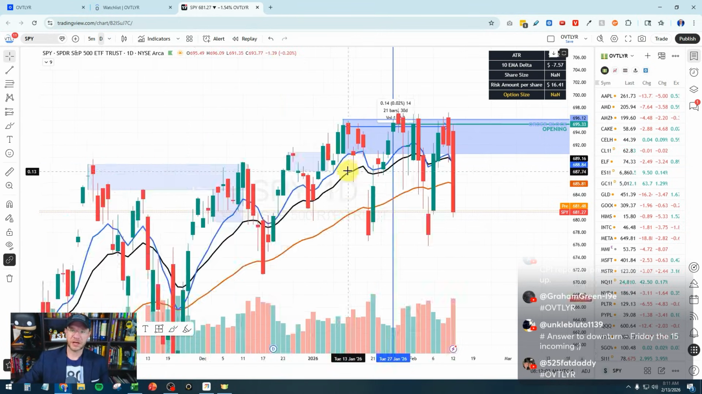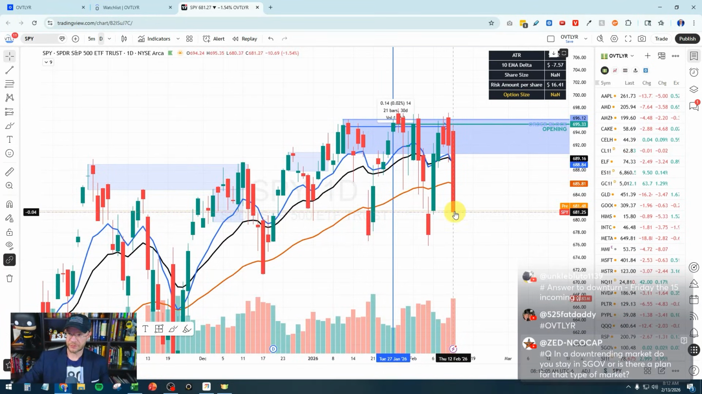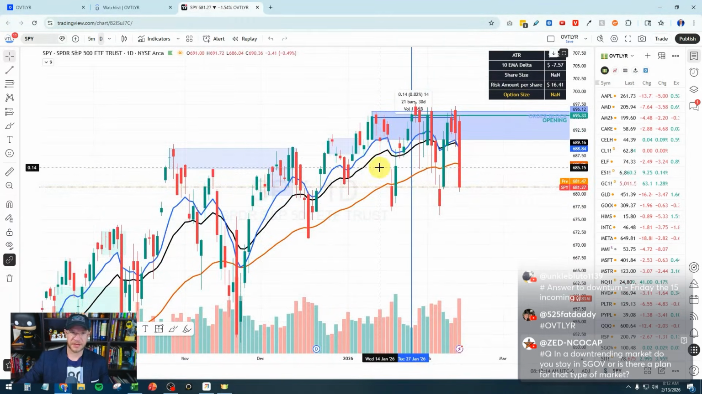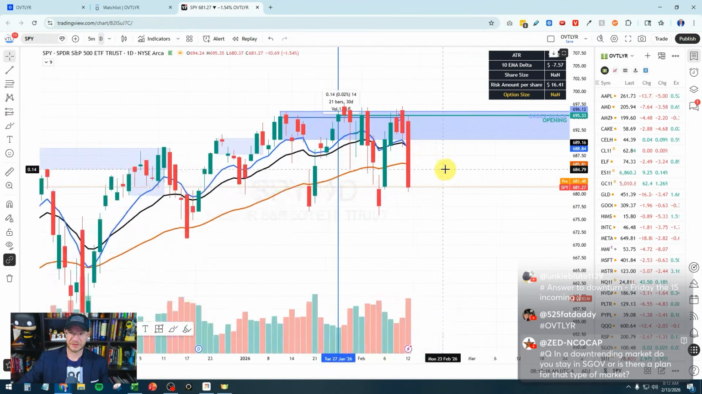So we have been chopping sideways since October, right? We've crashed down to levels not seen since October 27th, okay? So while it feels like the whole world is ending, truthfully, we've just been going sideways. Volatile sideways, but still sideways.